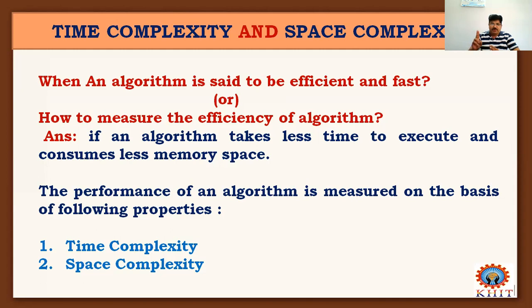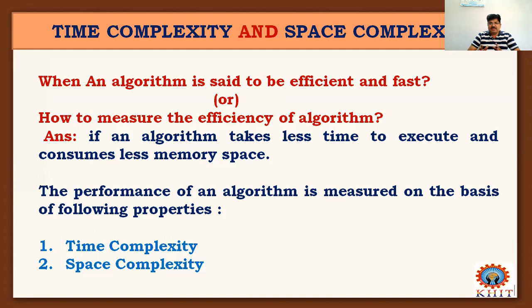Whenever you are trying to compile an algorithm, it will take some time. For running an algorithm, it will take some time. For storing the algorithm in the system, it will take some space. So time is one factor and space is another factor. The efficiency of an algorithm depends on the time complexity and space complexity factors.